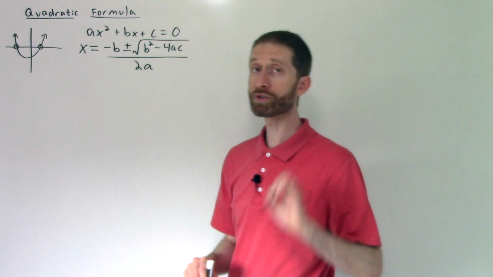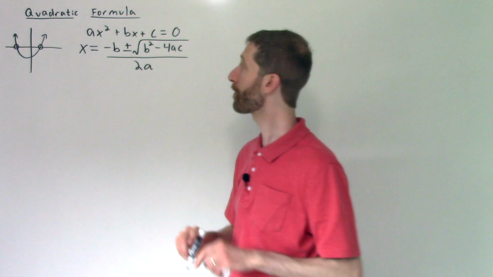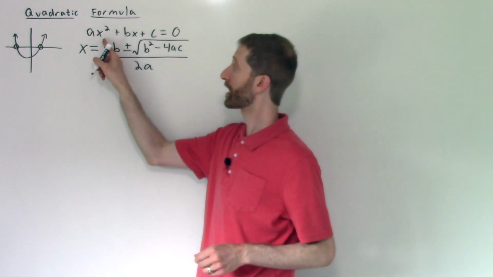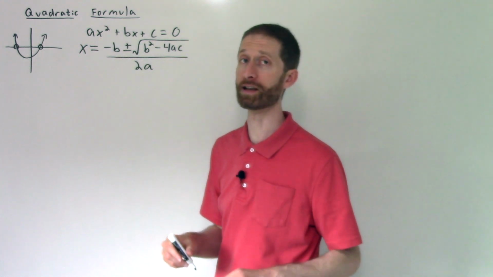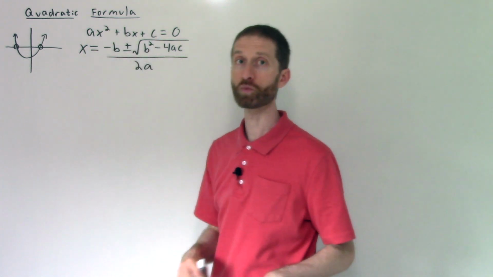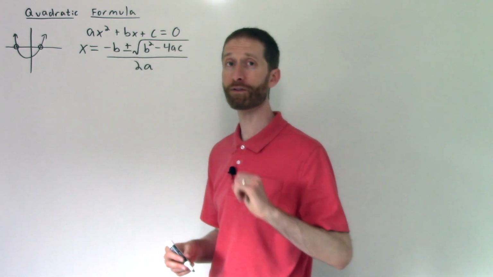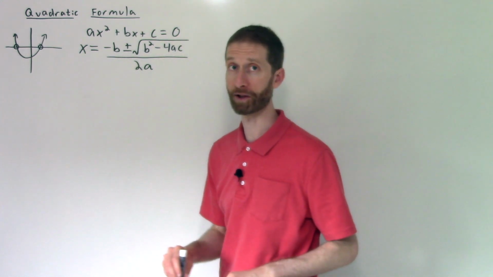Now, I would only use the quadratic formula if we've already exhausted other techniques. If there's no b term, we can isolate the x by using the square root technique. If this thing factors, we should factor it and use the zero product property. If those fail, we use the quadratic formula.